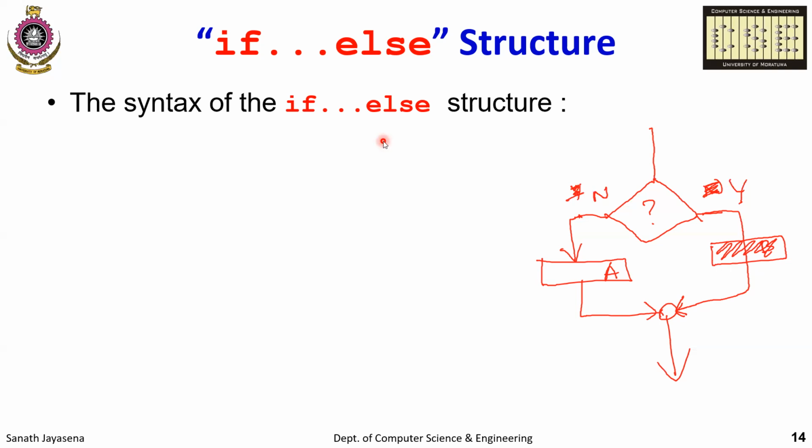But generally speaking, the if-else structure, which we are going to discuss now, allows us to do the other part also. So let's see how Python supports that. Simply, if the answer is yes, you do A maybe, and if no, then you do B. That's what we are going to see here.